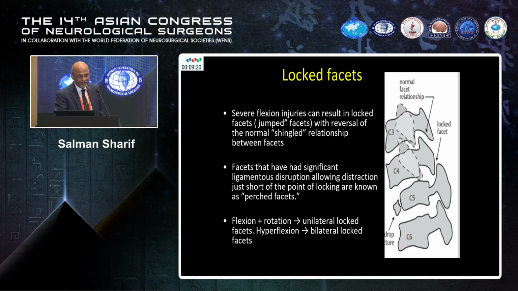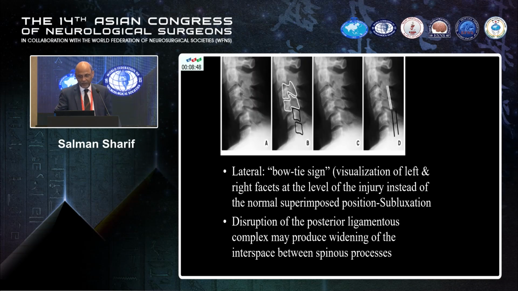So first look at locked facets. When we have severe flexion injuries and we are coming down like that, automatically you get jumped facets. You can have jumped facets with reversal of the normal shingle-shape relationship that we have. Facets that have significant ligamentous disruption could be perched, just at one angle and not gone all the way out. On the other hand, if there's flexion and rotation, you get unilateral facet. And if it's hyperflexion, then you get bilateral facet dislocation, subluxation.